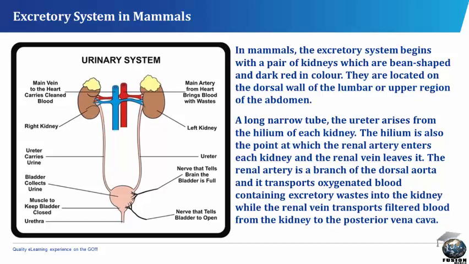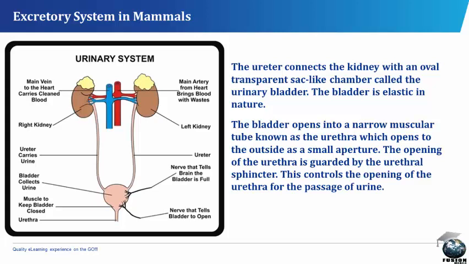The renal artery is a branch of the dorsal aorta and it transports oxygenated blood containing excretory waste into the kidney, while the renal vein transports filtered blood from the kidney to the posterior vena cava. The ureter connects the kidney with an oval transparent sac-like chamber called the urinary bladder. The bladder is elastic in nature. The bladder opens into a narrow muscular tube known as the urethra, which opens to the outside as a small aperture. The opening of the urethra is guarded by the urethral sphincter. This controls the opening of the urethra for the passage of urine.